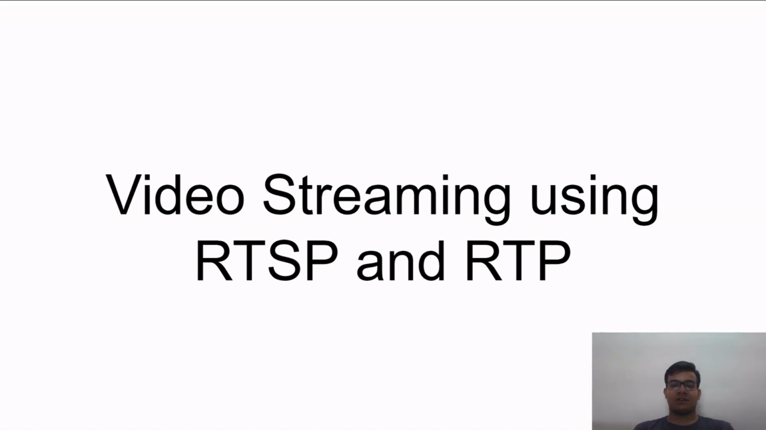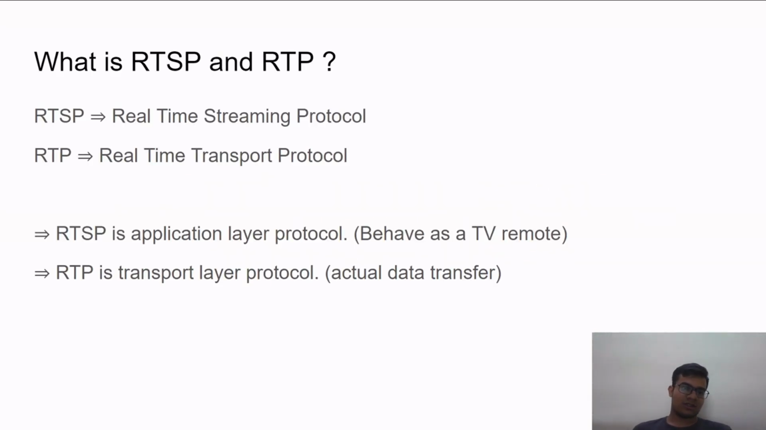Welcome everyone. Today I will show how video streaming happens using RTSP and RTP protocol. So basically, the full form of RTSP is Real-Time Streaming Protocol and the full form of RTP is Real-Time Transport Protocol. RTSP is an application layer protocol and RTP is a transport layer protocol.